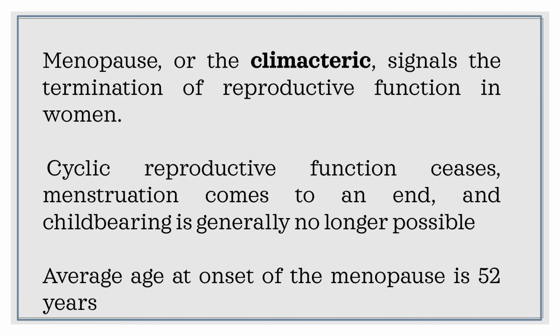Menopause, at the climacteric, signals the termination of reproductive function of women. Now, cyclic reproductive function ceases. Menstruation comes to an end and childbearing is no longer possible during this time. The average age at onset of menopause is around 52 years.